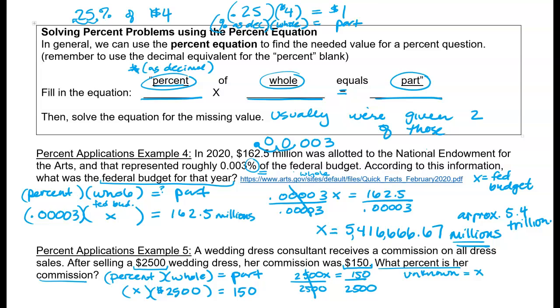That gets rid of the 2,500 in front of the x, so we're left with x on the left-hand side. And then 150 divided by 2,500 gives us 0.06 as a decimal. Keep in mind that's a decimal, that's not the percentage. If the question asks for the percent, then you have to go one more step and convert this to a percentage. You can either multiply it by 100 in your calculator, or take that decimal and move it 2 spots to the right. That gives us a 6% commission, which is our answer.